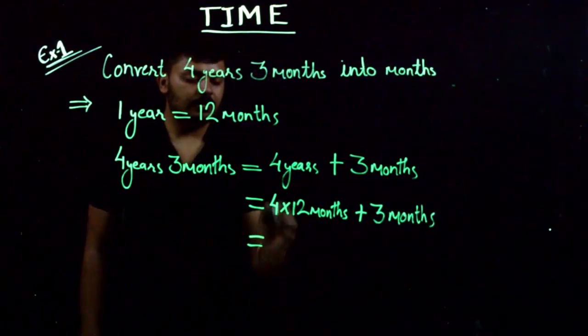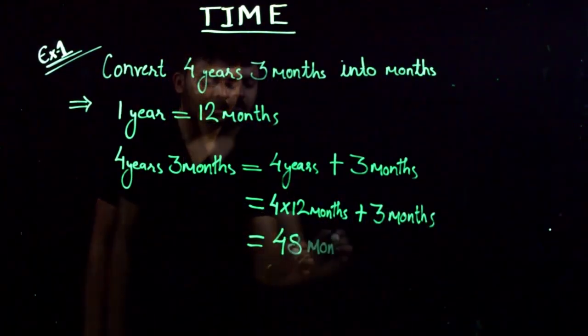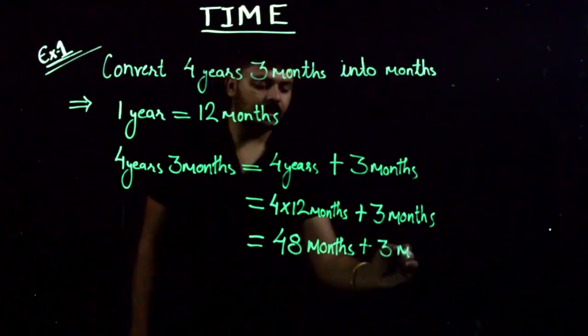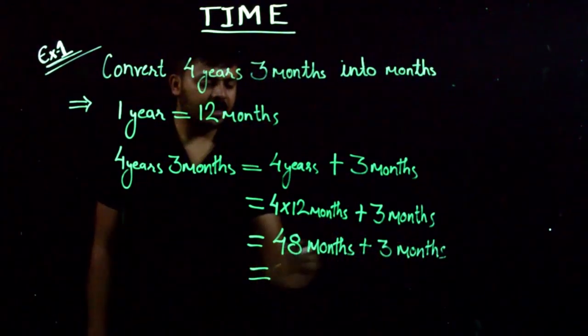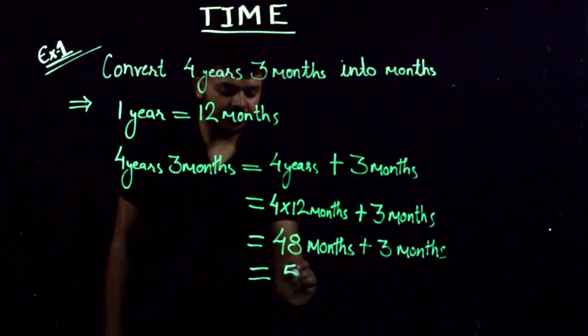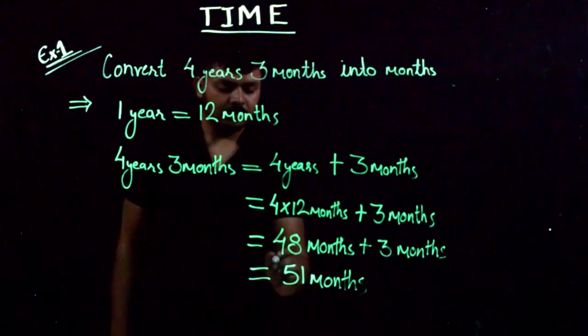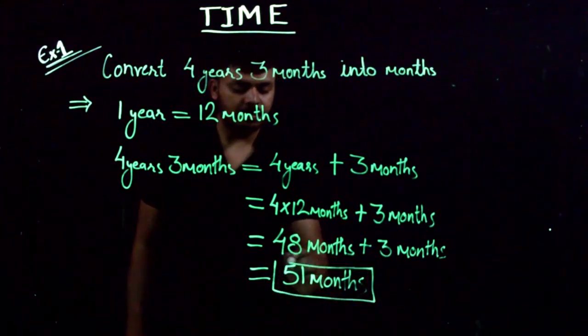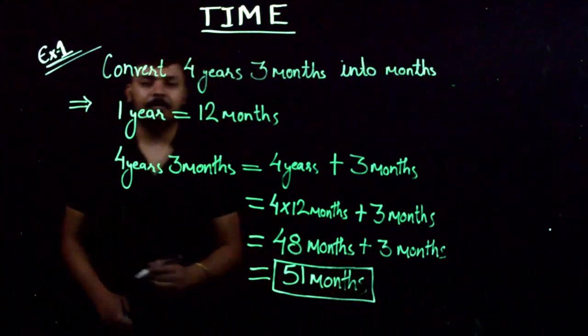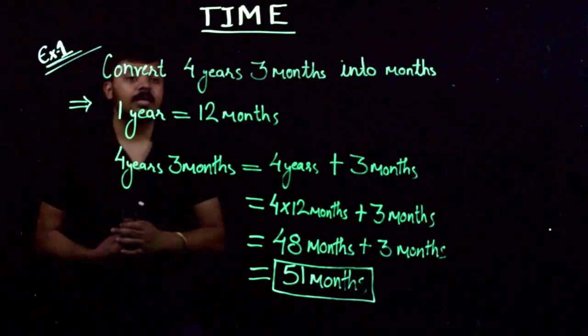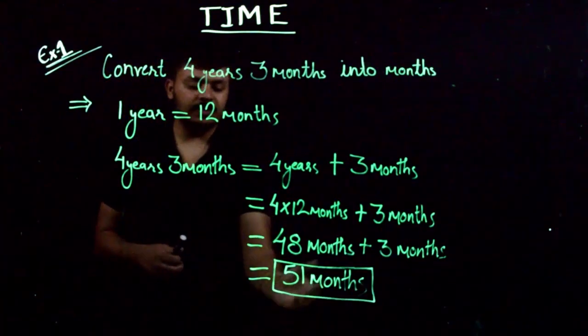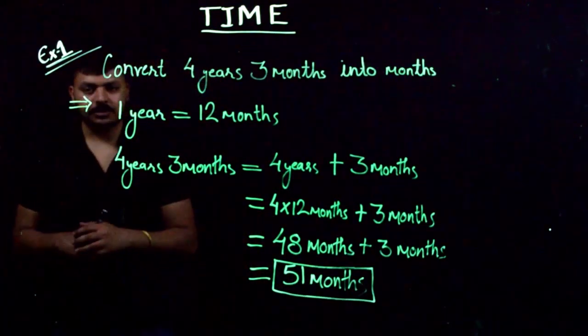So we get 48 months plus 3 months. Now 48 plus 3 is 51 months. So 4 years 3 months is equal to 51 months. So we have converted this completely into months, which is equal to 51 months.